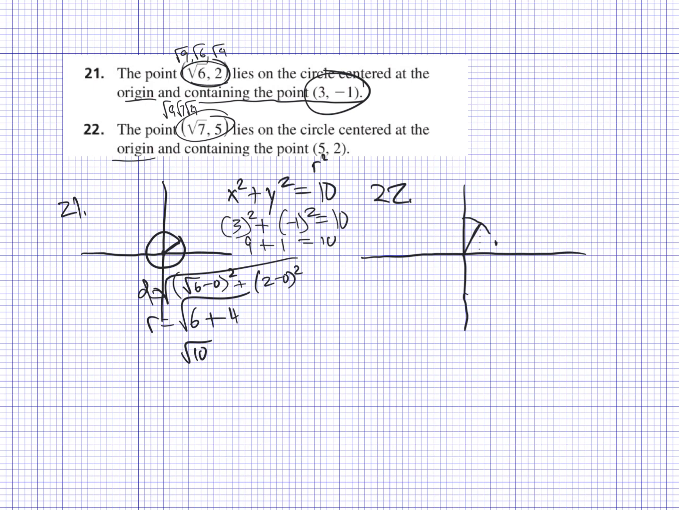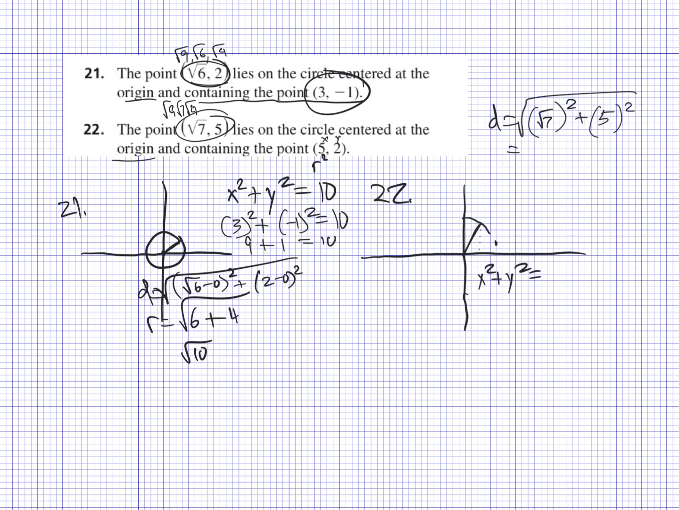So we need the equation of the circle to plug in the new x and y. So this equation would be, again, x squared plus y squared. And we've got to find the distance to get your radius. So the square root of (7 minus 0) squared plus (5 minus 0) squared. And then don't forget the square root.